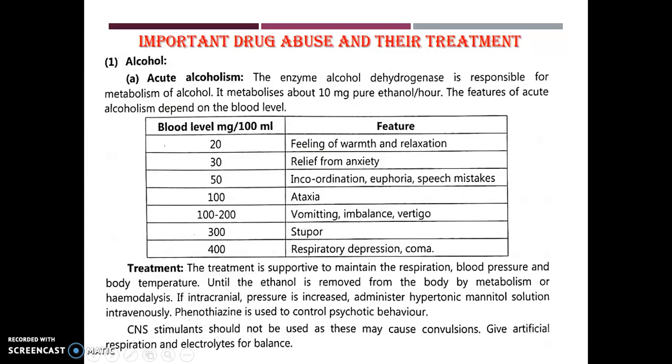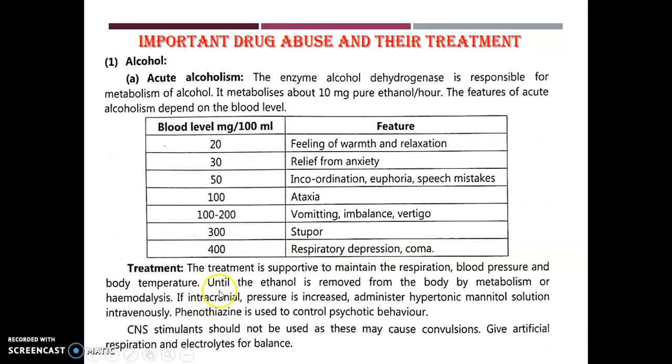So if 20 mg per 100 ml, the feature will be a feeling of warmth and relaxation; 30, relief from anxiety; 50 mg per 100 ml, incoordination, euphoria, speech mistakes; 100 mg per 100 ml, ataxia; 100 to 200, vomiting, imbalance and vertigo; 300 mg per 100 ml, stupor; 400 mg, respiratory depression and coma.